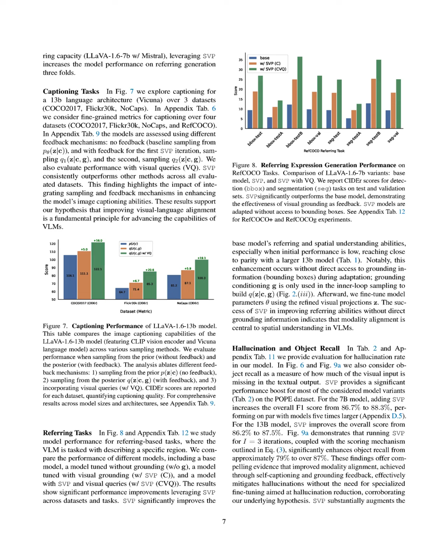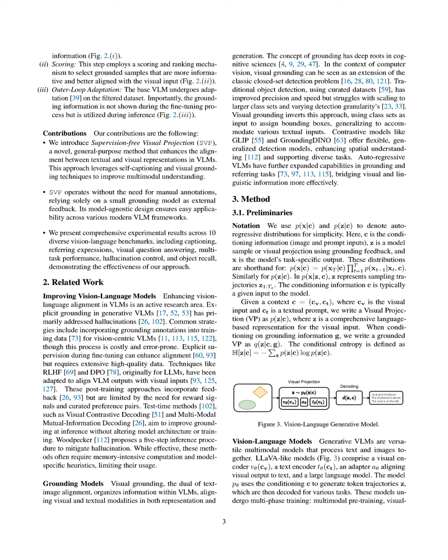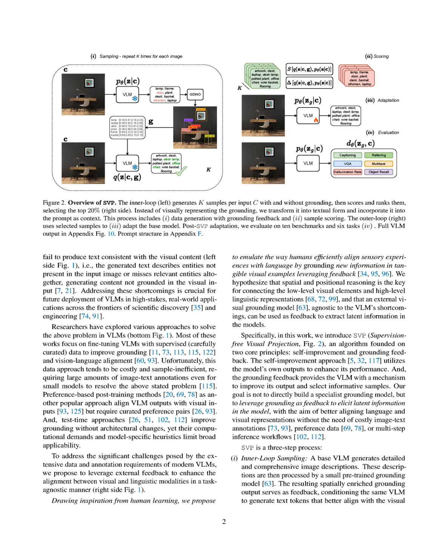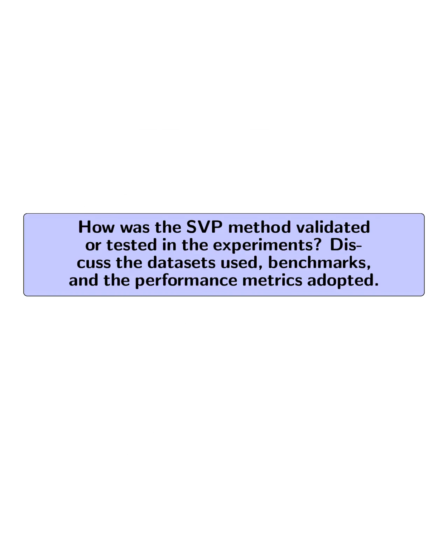Practically, SVP demonstrates significant performance improvements across multiple vision language benchmarks, achieving nearly 20% enhancement in tasks like captioning and substantial gains in referring tasks, even for models with initially poor performance. Additionally, SVP effectively reduces hallucination rates and improves object recall, showcasing its ability to provide accurate and grounded outputs. Overall, SVP's innovative use of external feedback and iterative refinement positions it as a superior alternative to traditional fine-tuning and post-training methods. How was the SVP method validated or tested in the experiments?